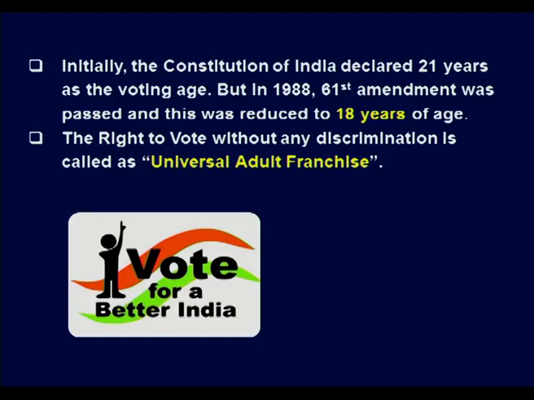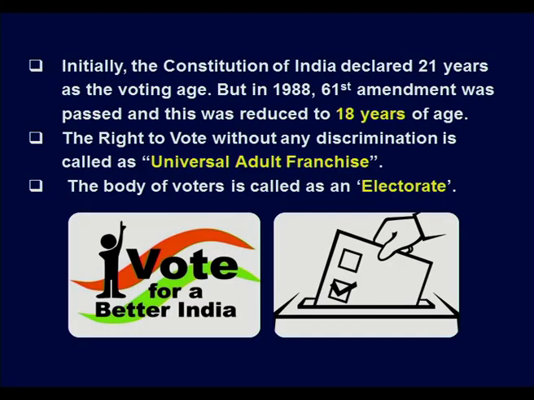Now, the right to vote without any discrimination is called universal adult franchise. So, what is universal adult franchise? If anyone attains 18 years of age, they have the right to vote without any discrimination of language, race, religion or region. So, the body of voters is called an electorate.